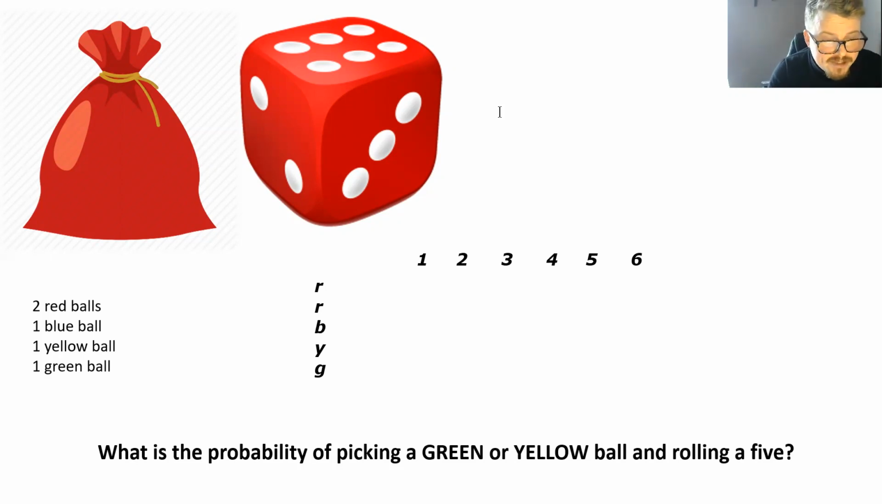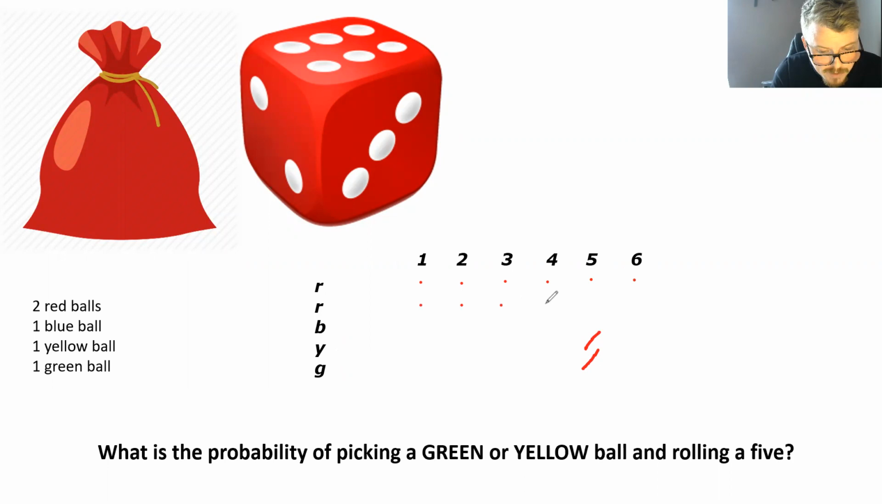Now, you need to be able to pick a green or a yellow ball and roll a 5. So if I go down to green and go across to 5, this is a winning combination. But also you can pick a yellow and roll a 5. That too is a winning combination. However, there are no other winning combinations here. So with all of the other outcomes, so red and 1, red and 2, red and 3, and so on, I'm just going to put a dot.